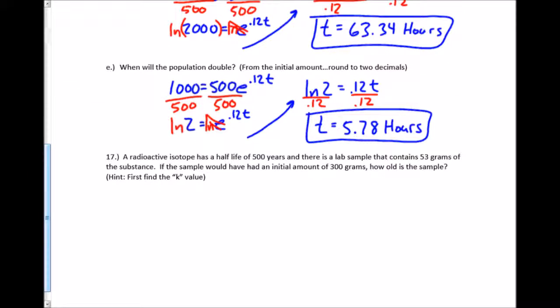If I take a look at the next one, it says a radioactive isotope has a half-life of 500 years, and there is a lab sample that contains 53 grams of the substance. If the sample would have had an initial amount of 300 grams, how old is the sample? Okay, so the first thing we're going to do is find the k value for this. So this is really a two-part problem here. I'll split this into two parts.